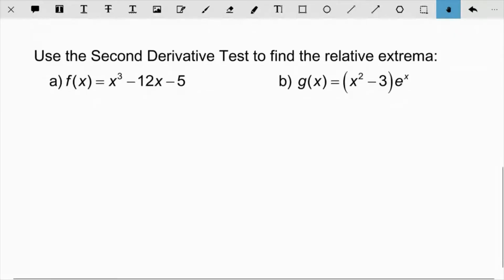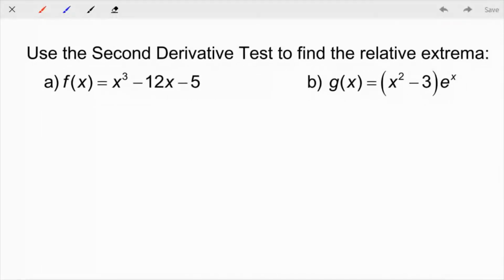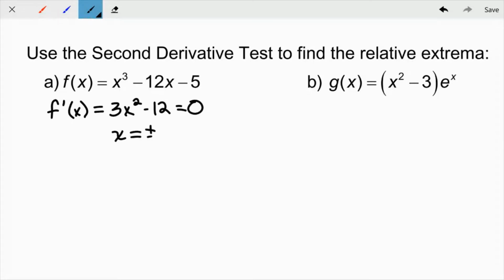So this says use the second derivative test to find the relative extrema. So when you use the second derivative test, it starts out in a similar way to the first derivative test. I'm going to take my derivative. I'd get 3x squared minus 12. I'm going to set that equal to 0, and I'm going to solve for x here. And what I would find is x is equal to plus or minus 2 in this case. Now, where this starts to deviate, if this were a first derivative test, we would just do a sign chart. Well, I'm not going to do a sign chart here. I'm going to look at my second derivative.